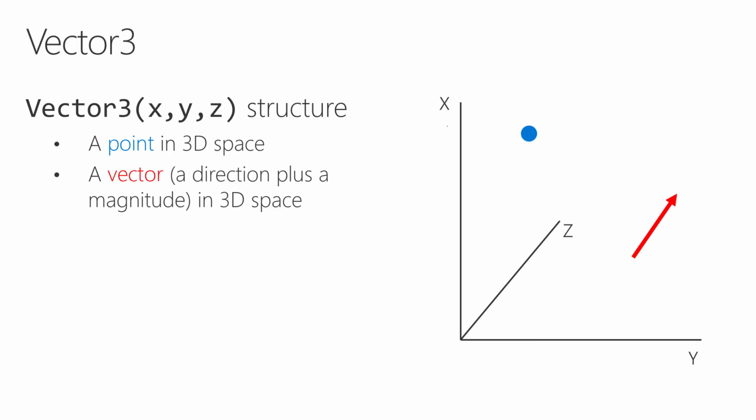This is the structure in UrhoSharp that represents either a point in 3D space, symbolized by the blue dot, or a vector in 3D space, symbolized by the red arrow. A vector does not reside in a particular location in 3D space. It is instead a direction and a magnitude. Sometimes Vector3 values are both points and vectors. A vector from the origin of the coordinate system to a particular point in 3D space is the same Vector3 value as that point.